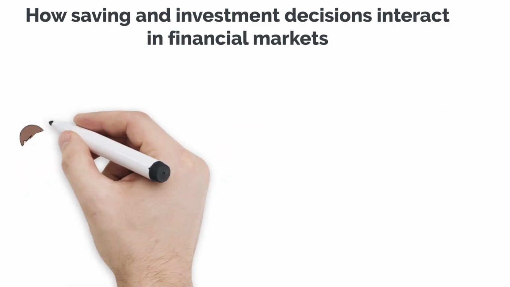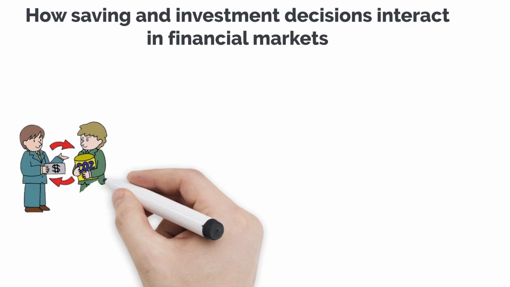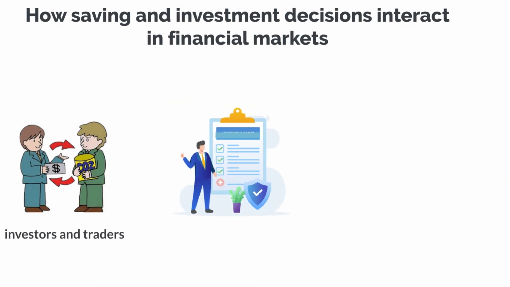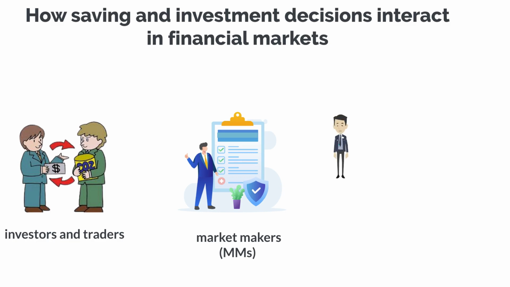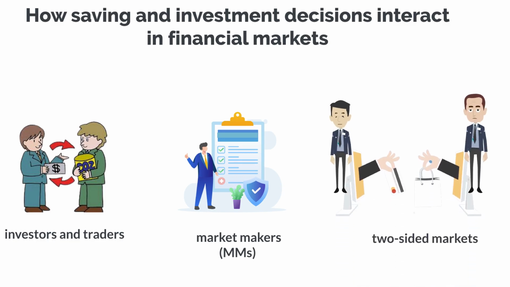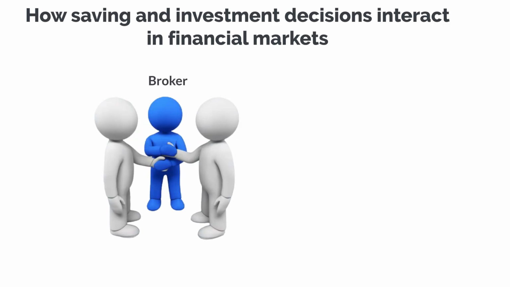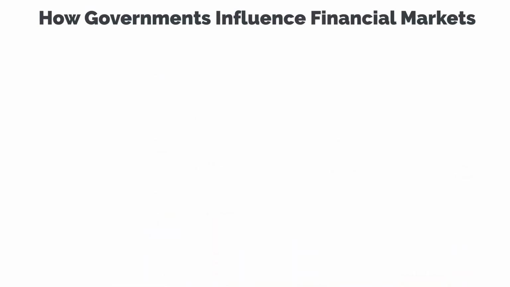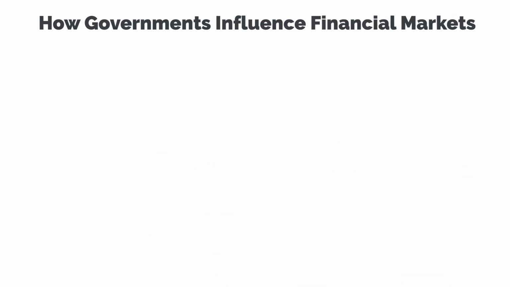Typical participants in a stock market include both retail and institutional investors and traders, as well as market makers, MMs, and specialists who maintain liquidity and provide two-sided markets. Brokers are third parties that facilitate trades between buyers and sellers, but who do not take an actual position in a stock. How government influence financial markets.